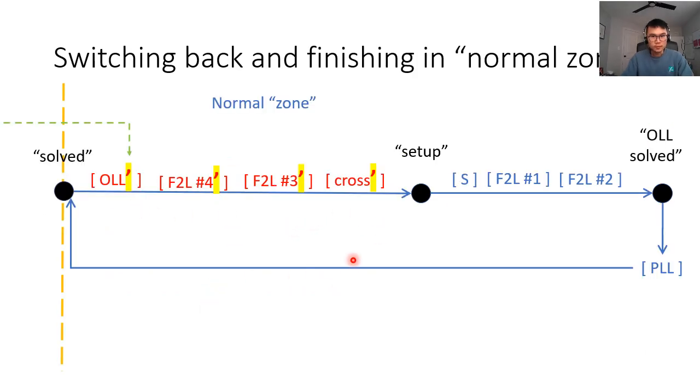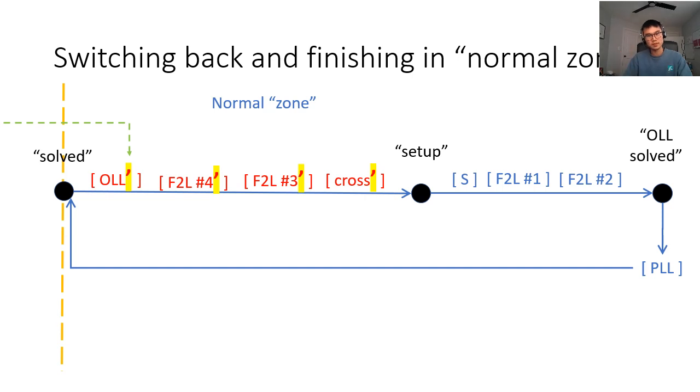So you take a whole bunch of all the moves just now and do it inverse, starting with the solved state again. Do an OLL inverse, the moves you did for F2L pair number 4 inverse, number 3 inverse, cross inverse, and now your cube is back in the setup state. You apply the normal scramble, do the moves that you did for F2L pair number 1, number 2, and you're going to end up with the OLL solved state. And you just need to do PLL to finally solve your cube again. And that's not the end, because this is only the framework from which you're going to extract your solution.